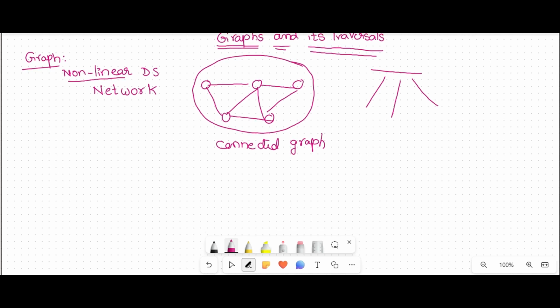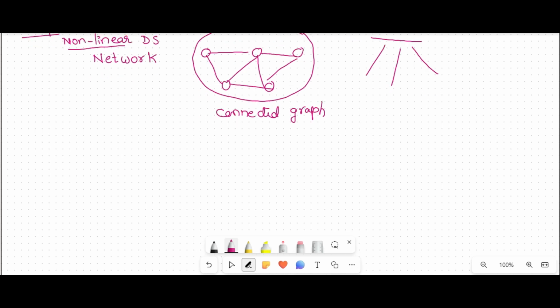Now, there are different types of graphs. What are the different types of graphs generally used? This is a connected graph, where this is called a vertex and this is called an edge. A graph is represented with G, which consists of a set of vertices and edges. So V means a non-empty set of vertices. In tree data structures we call them nodes; in the same manner, here these are called vertices.